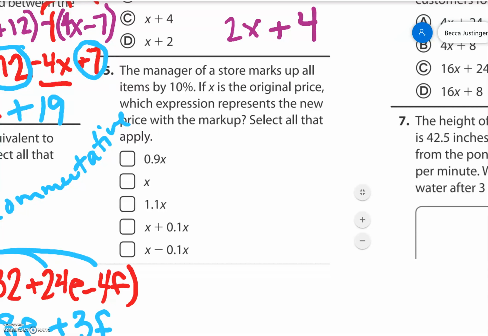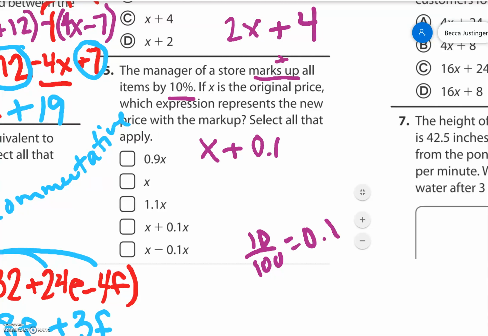Number 5, the manager of a store marks up all items by 10%. If X is the original price, what expression represents the new price with a markup? Select all that apply. So we're starting originally at X. It's a markup, so we know we're adding. And we're adding 10%. Remember, 10% is 10 over 100, which is equal to 0.1. So it's 10% of the original price. So that takes care of this one.